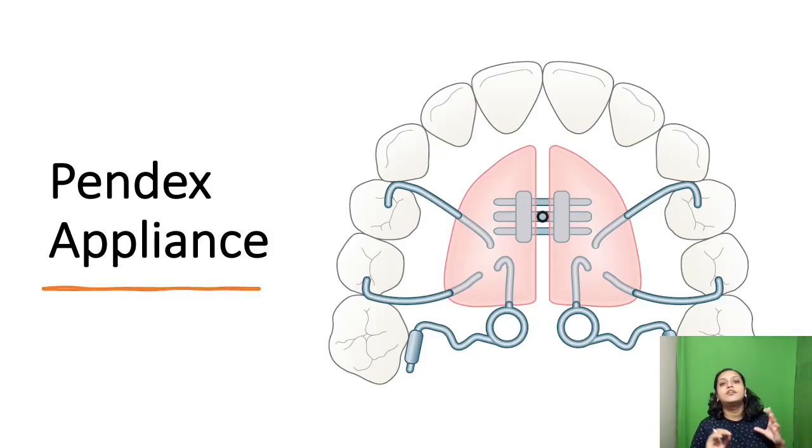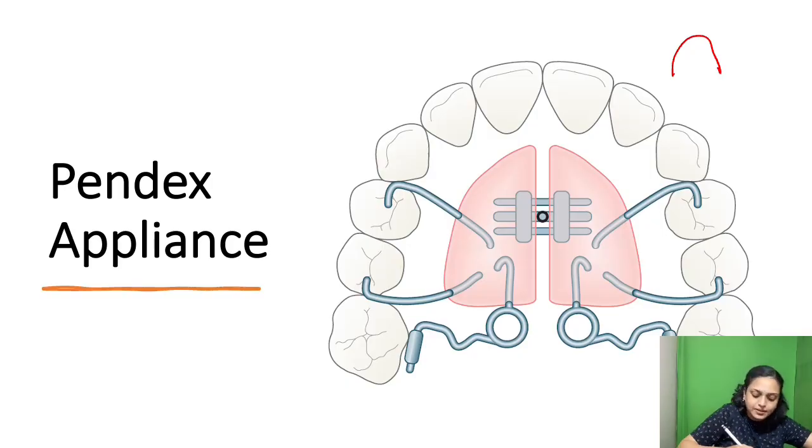Next, there are various modifications of these pendulum appliances. I'll just show you a few diagrams because they might ask these appliances' images and ask you what this is. So something called as pendex appliance. Generally in class 2 malocclusion, not just the molar moves forward, the arch is also constricted. So what they want is, first they want expansion and then distalization. So this appliance incorporates both so that you can do both simultaneously. You can expand as well as distalize at the same time so that you can save time.